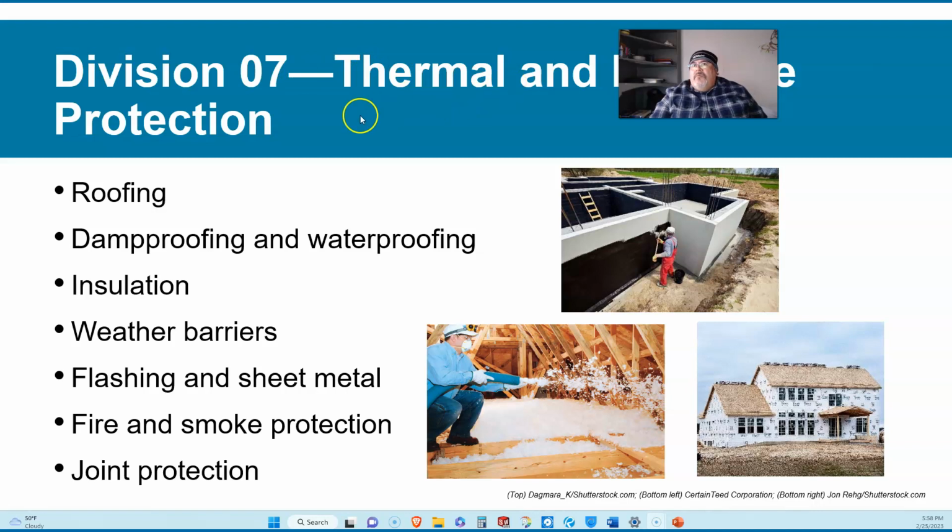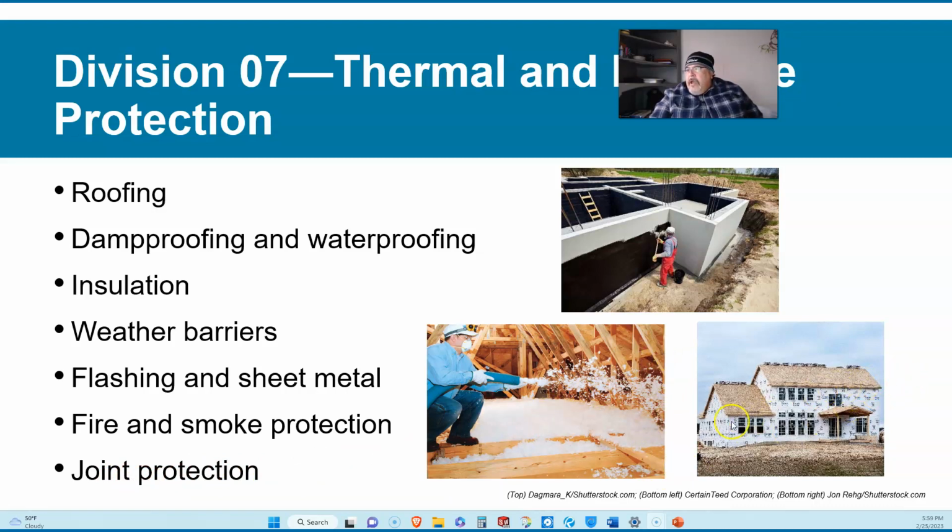Division 7 is thermal and moisture protection. So we're talking about roofing, damp proofing, and waterproofing. The thermal ability is insulation, providing weather barriers. Flashing and sheet metal help in providing those weather barriers. They also provide smoke and fire protection. So if there's a fire, these things won't catch on fire or produce toxic smoke. Or they provide protection to joint protection: the spaces, the cracks, the crevices.